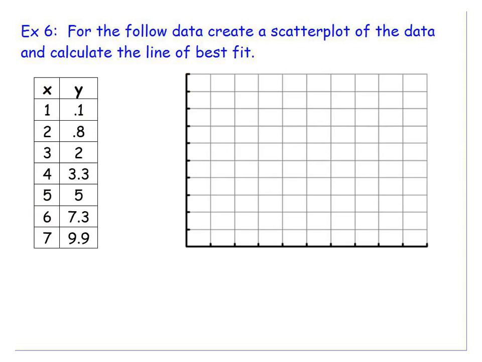So we're going to do another example, just one. So again, we have to create the scatter plot and find the line of best fit. So I'm going to count my x-axis again by ones because I need to go up to 7. And my y's, this time I only need to go up to 9.9, so I'm also going to count by ones.